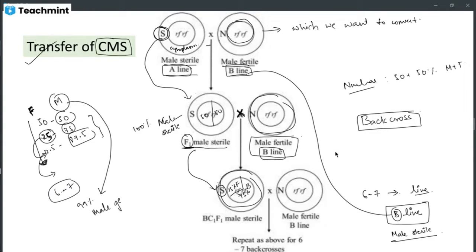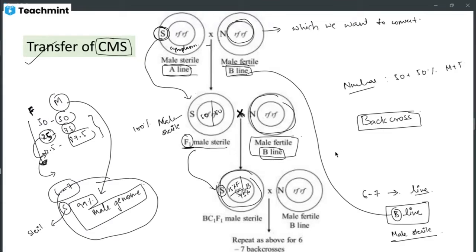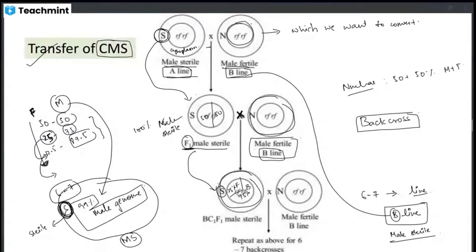99% will be from your male genome, but the cytoplasm will be from your female side, and that cytoplasm will be sterile. Which ultimately causes your male sterile line, but this male sterile line is similar to your male fertile line in all the genes except for the sterile gene. Is it okay?